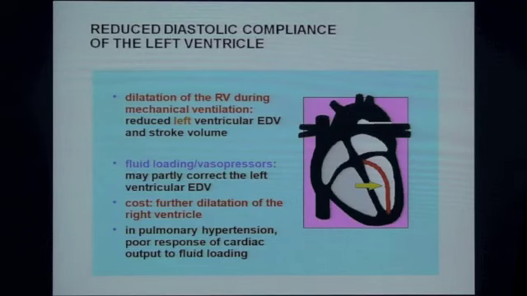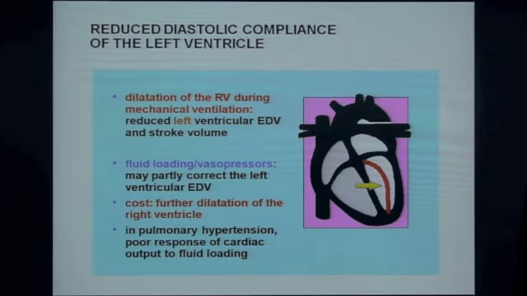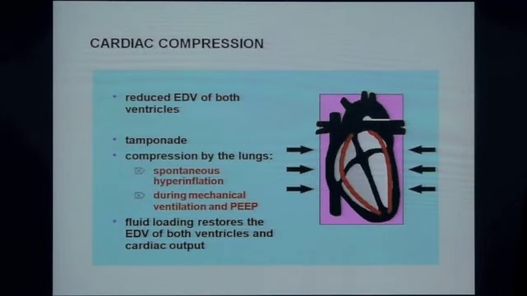So dilatation of the right heart can therefore reduce the stroke volume of the left. This can be partly corrected by, for example, fluid loading or vasopressors which influence the capacitance vessels, but the cost of that is a further dilatation of the right ventricle. And that explains why in pulmonary hypertension there is a poor response to fluid loading.